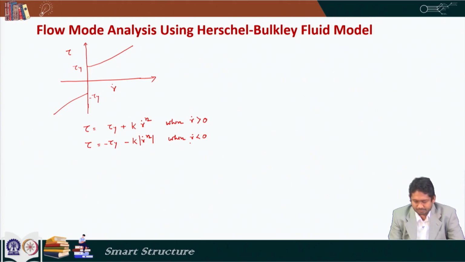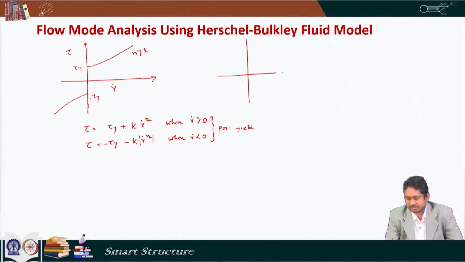Now, here this entire thing is post yield behavior. And in this graph here we have n greater than 1. So, that is why we can see that with increase in gamma dot, the slope of the graph is also increasing, which means the viscosity is increasing with gamma dot, and this is called shear thickening behavior.